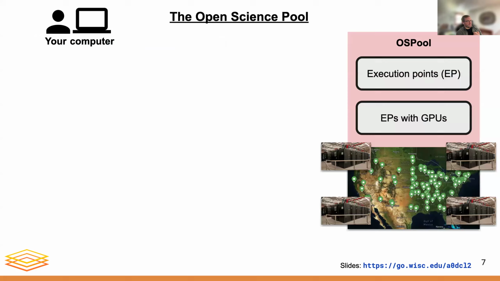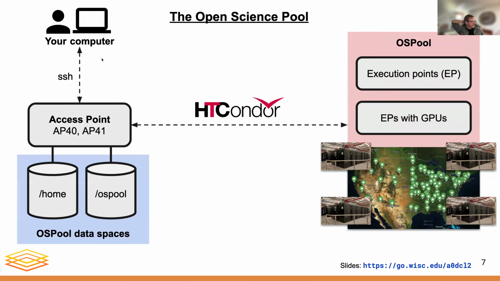What does interaction with the OSPool actually look like? So you, as a user, will interact with the OSPool by connecting from your computer into what we call an access point, an AP. So these are AP40 or AP41. So you'll SSH to that machine. On that machine, there's a few different areas that you can store data, store software, store scripts. We'll talk in a lot more detail about those.